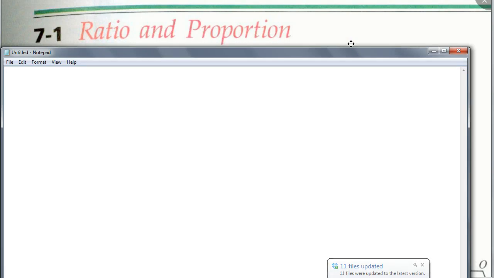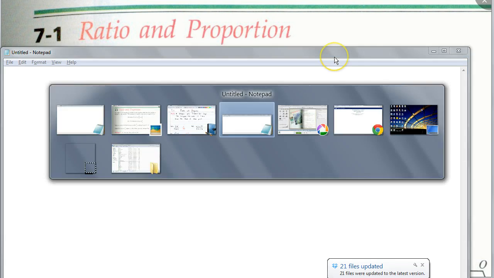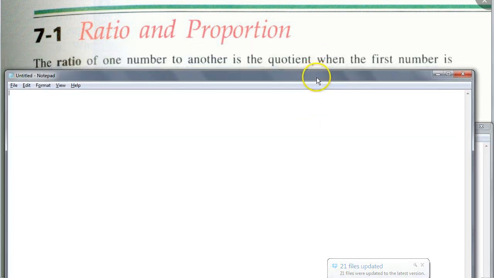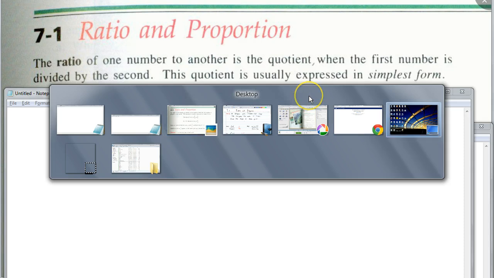Ratios and proportion. Oops. Ratio and proportion is our topic today. The same thing, right? And then I want you to write down the definition of ratio. I bet a lot of you already know. Here's the definition of ratio. Somebody read this for us. What's it say? Go ahead.